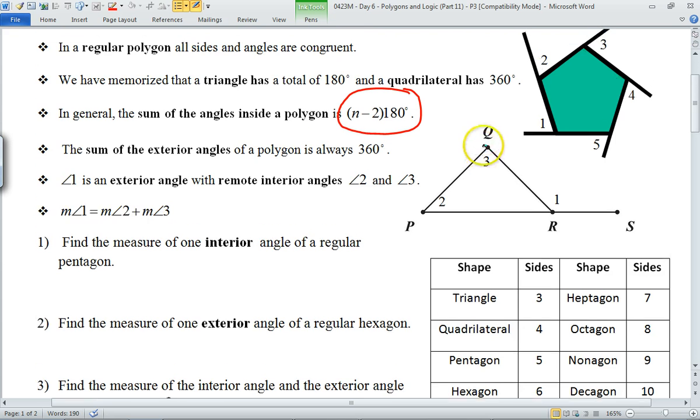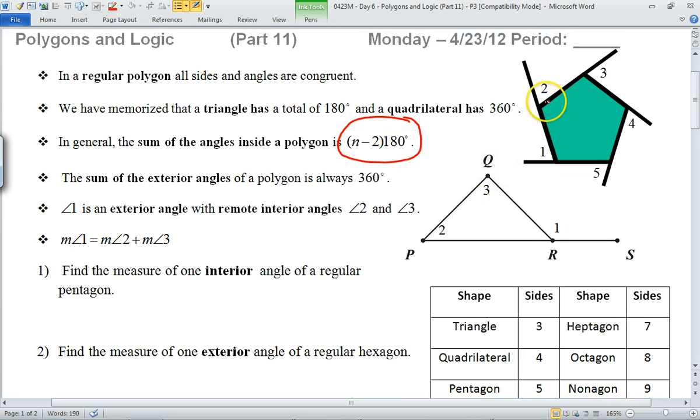Now, anytime we look at a polygon, it has interior angles. So looking at this pentagon over here, the angles that I'm drawing in red right now, these are the interior angles. And those are the ones that we would use the formula n minus 2 times 180 to find the total of those. But see these numbered angles around the outside? Those are called exterior angles. We don't need a formula to find the sum of those exterior angles because it is always 360 degrees.